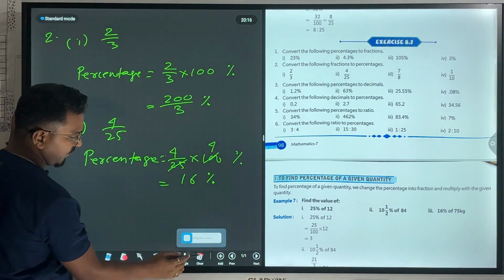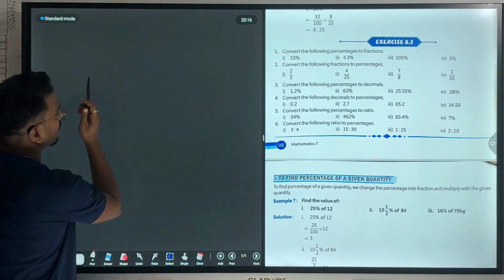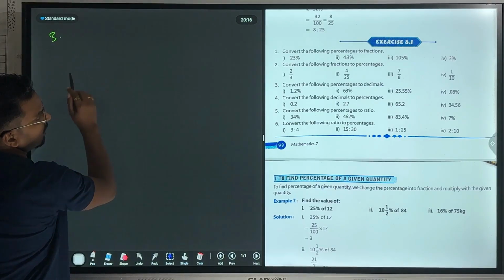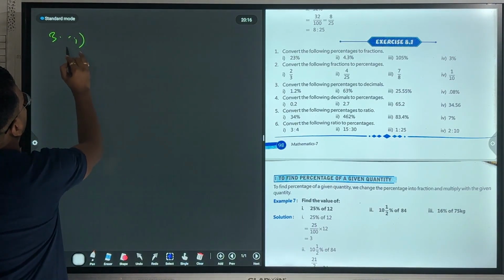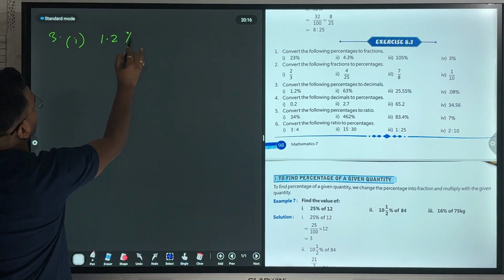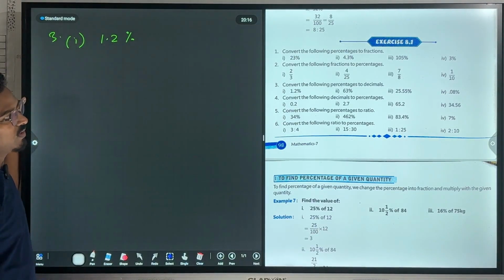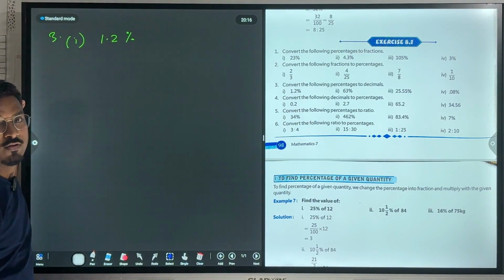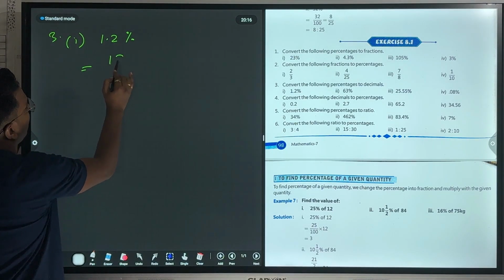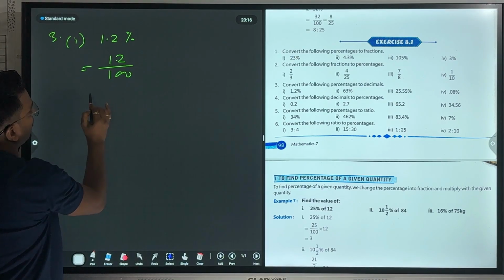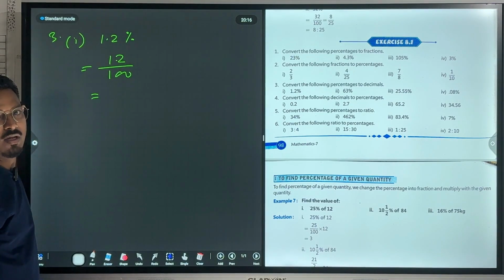Okay. Moving to next question, question number 3. Convert the following percentage to decimal. Okay. 1.2%. It is given 1.2%. You have to convert into decimal. So, what you have to do here? Whenever percentage is given, you just divide the number by 100.